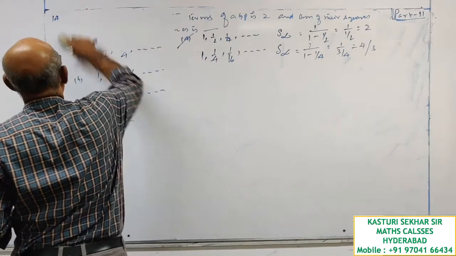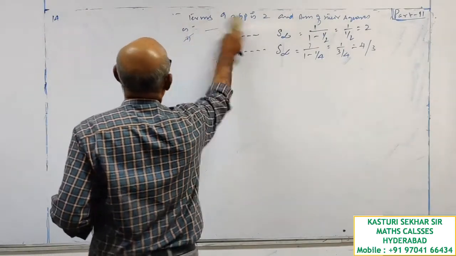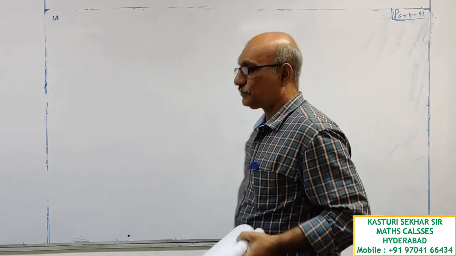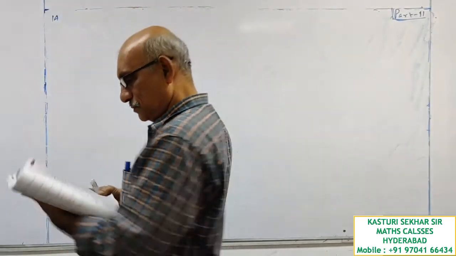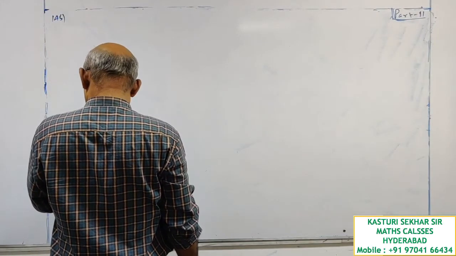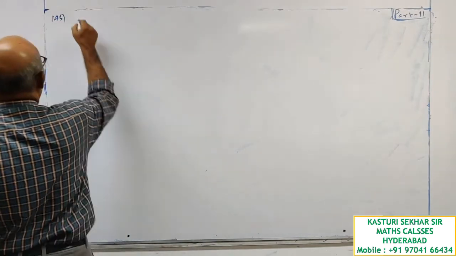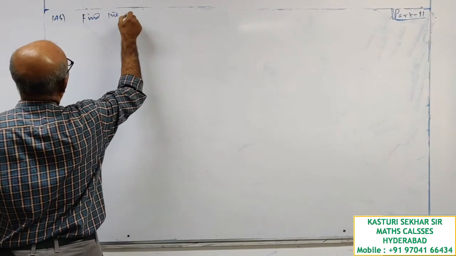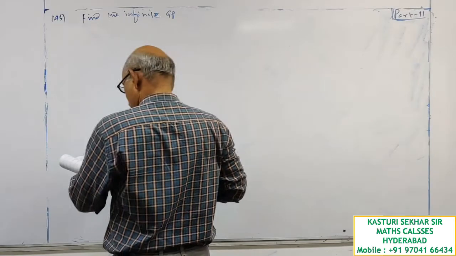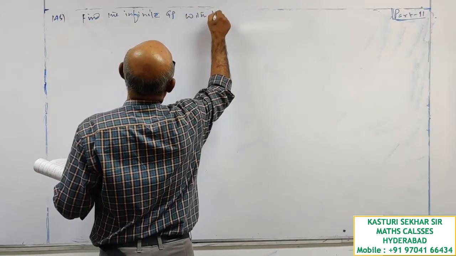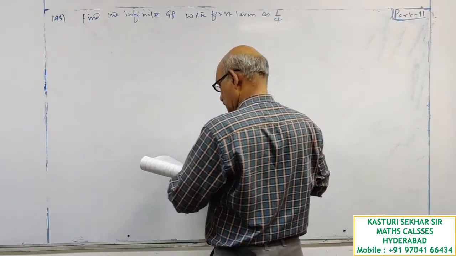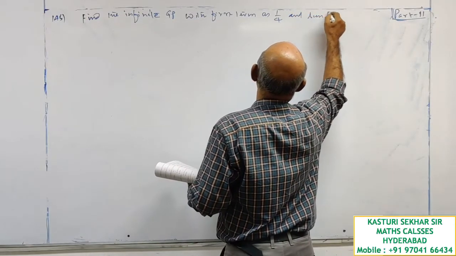Next, question number 145. Find the infinite GP with the first term as 1 by 4 and the sum is 1 by 3.